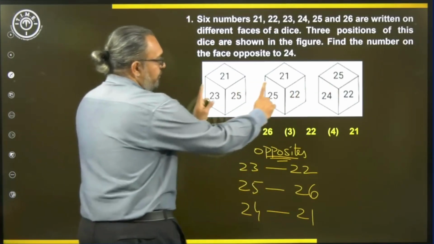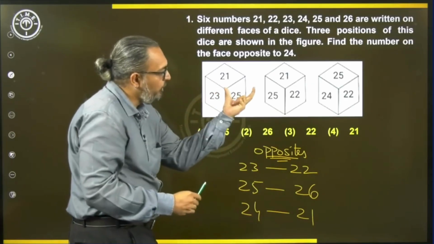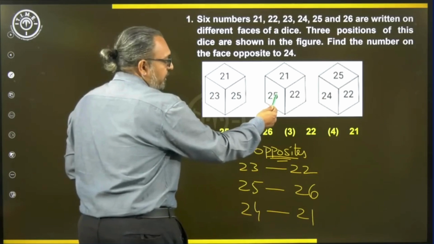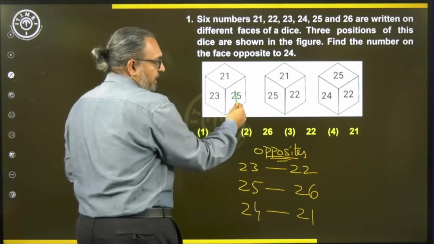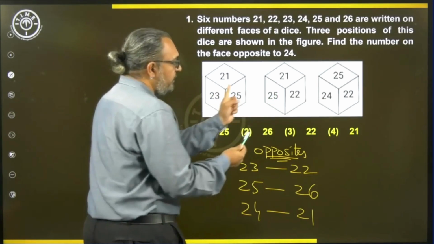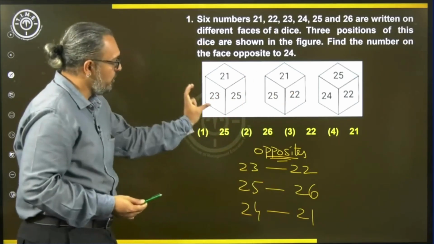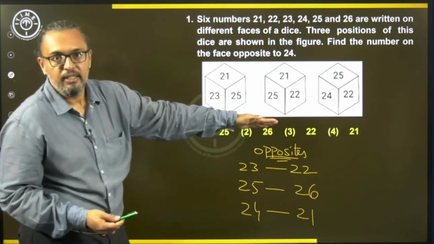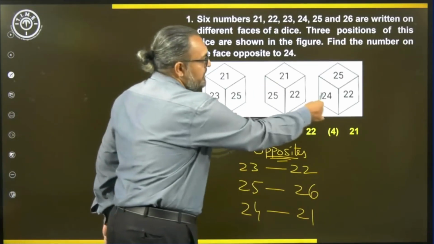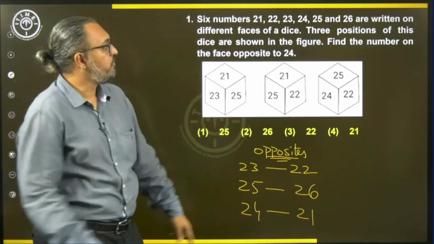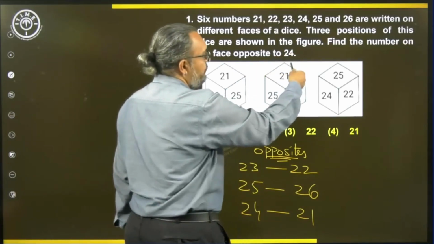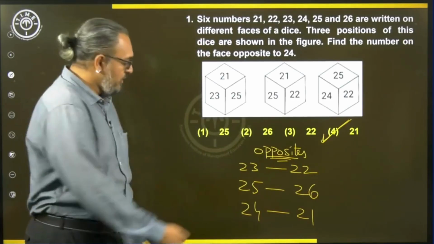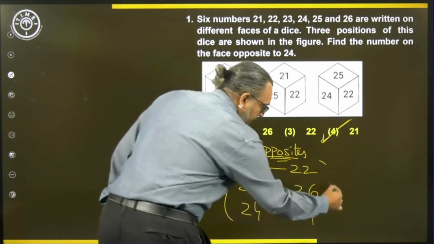And then looking at the first 2 views, by simply orienting it with respect to the y-axis, I can say now 25 has shifted to the left hand side from the right hand side. So for 23, 22 is the opposite because now 23 moves to the back side and 22 is in the front side. So that means the remaining 2 numbers are 21 and 24. So they will be opposite. So find the number on the face opposite 24. So I get my answer as 21. So this is one way of looking at it.